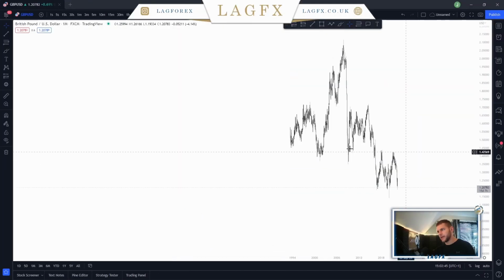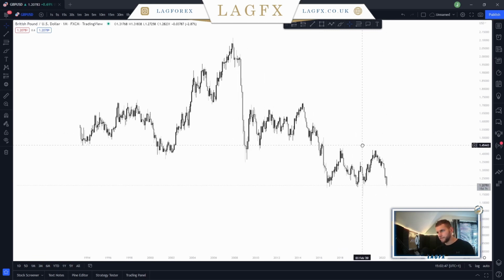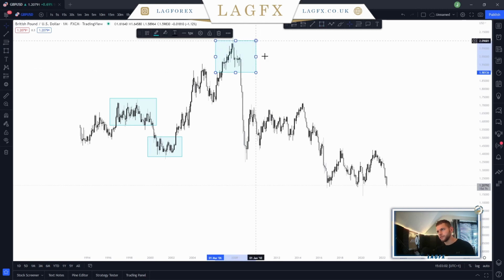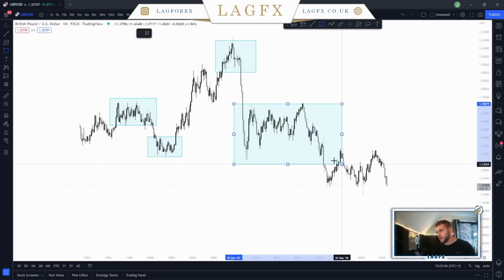Okay, so I am here on the Great British Pound, the US dollar market. Now, as we can see, I just wanted to show a nice example here of what I was talking about, quite simply. So we have a distribution, a markdown, an accumulation, a markup, a distribution, a markdown, and then what we're seeing here is that this is actually a redistribution.